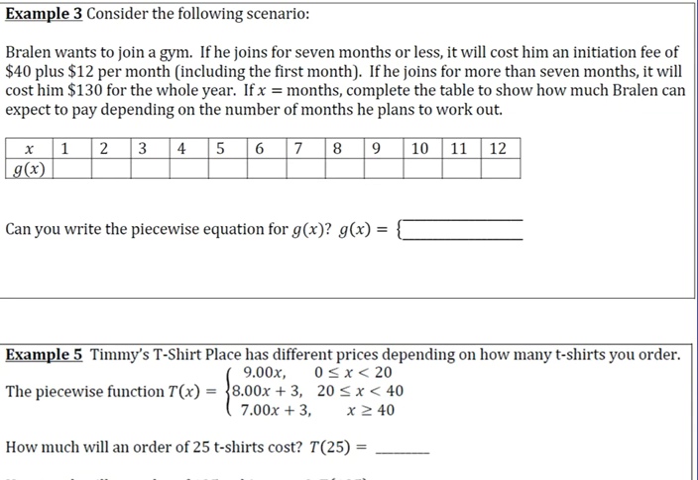Braylon wants to join the gym. If he joins for 7 months or less, it will cost him an initiation fee of $40 plus $12 per month, including the first month. So $40 flat fee and then $12 per month. If he joins for more than 7 months, it will cost him $130 for the whole year. If x equals months, complete the table to show how much Braylon can expect to pay depending on the number of months he plans to work out. So let's think about this. If he's just planning to work out for 1 month, how much is it going to cost him?